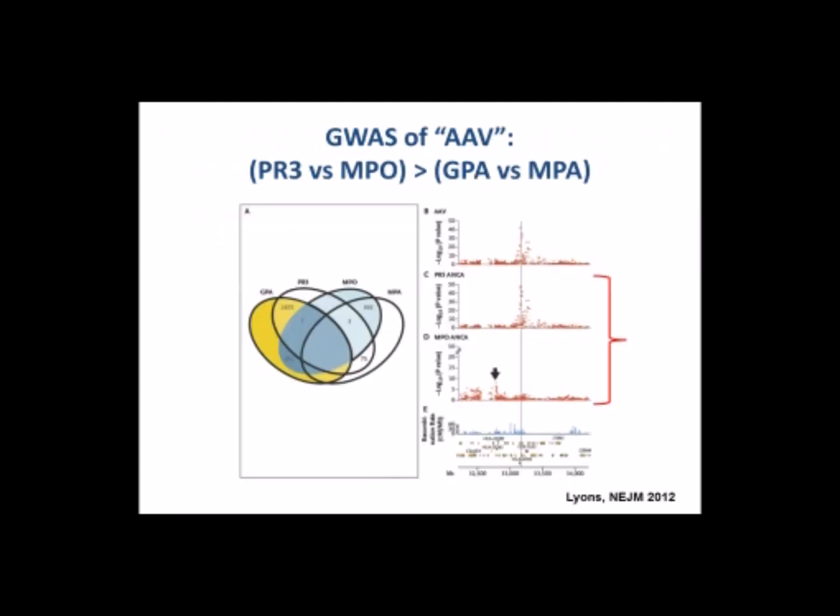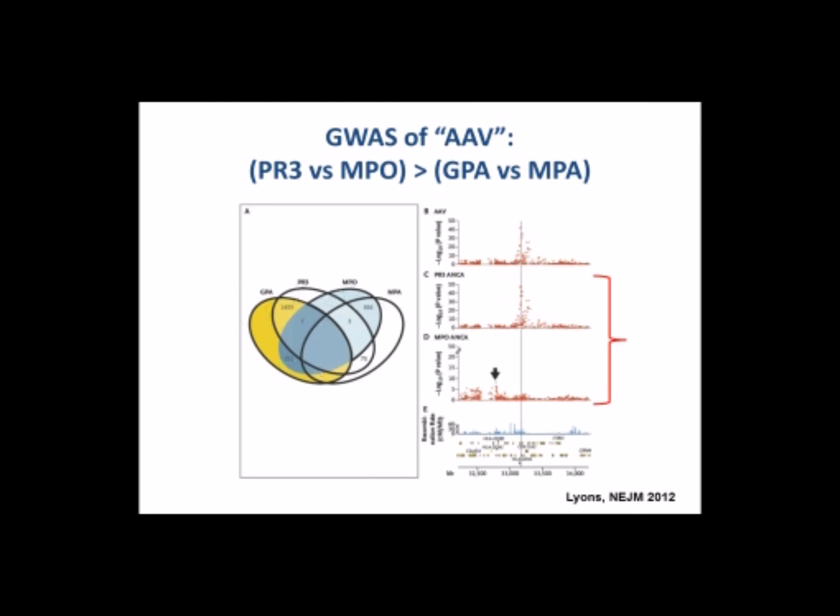This can be a little bit daunting, but I'm going to guide you through what these pictures mean. First of all, without going into the actual numbers, there's a strong association between GPA or Wegener's and antibodies to proteinase 3 or PR3. Similarly, there's a pretty strong association between microscopic polyangiitis, which doesn't have the granulomatous features, and a different ANCA antibody to myeloperoxidase or MPO. But it's not perfect. This is a complicated Venn diagram that shows there are some people who cross over. Their ANCA doesn't quite match what we call the clinical phenotype.